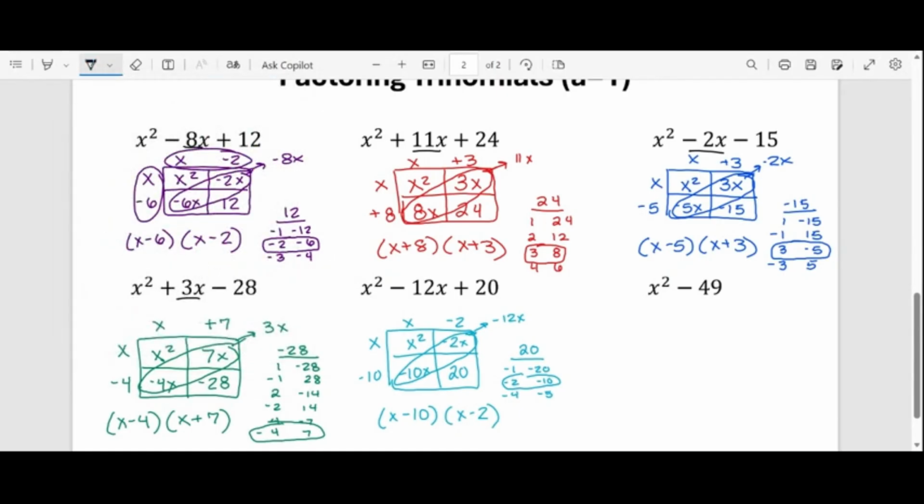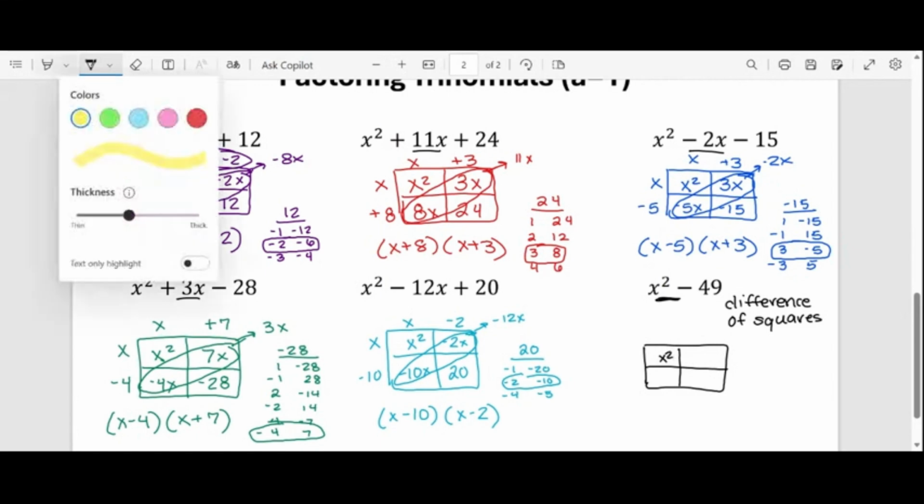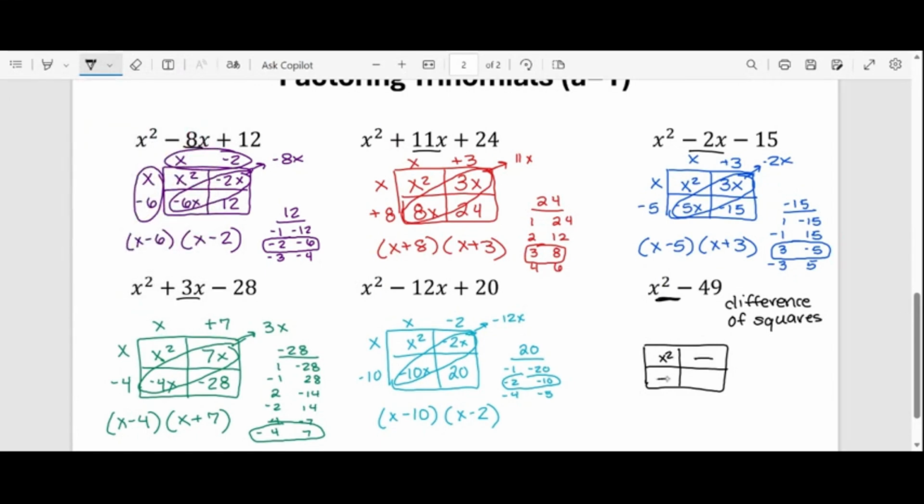The last problem we have is sort of a special case. This is called the difference of squares. And this happens when we have no number in the middle with our x, and we just have the x squared and we just have the actual number. So we're missing that x value in the middle. So what happened is that the x value actually canceled out, meaning the two values here and here added up to nothing. They canceled each other out.